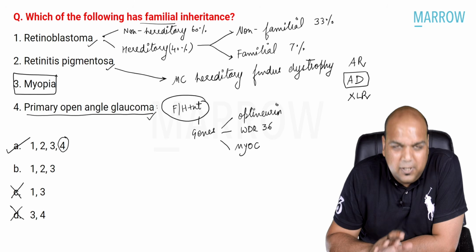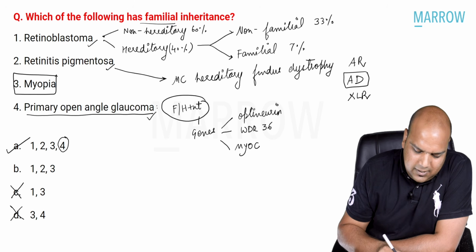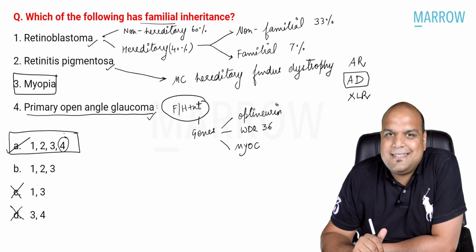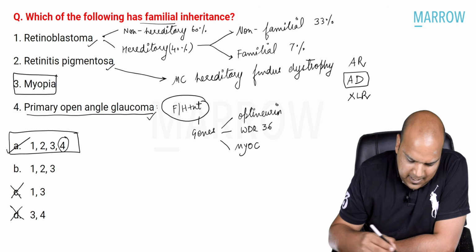That is clear and very clear as a fact, even though we don't know the inheritance patterns here. So we are pretty sure that the answer is 1, 2, 3 and 4. All 4 options have familial inheritance. I hope we are clear about this. Yes, guys. Moving on to the next question.